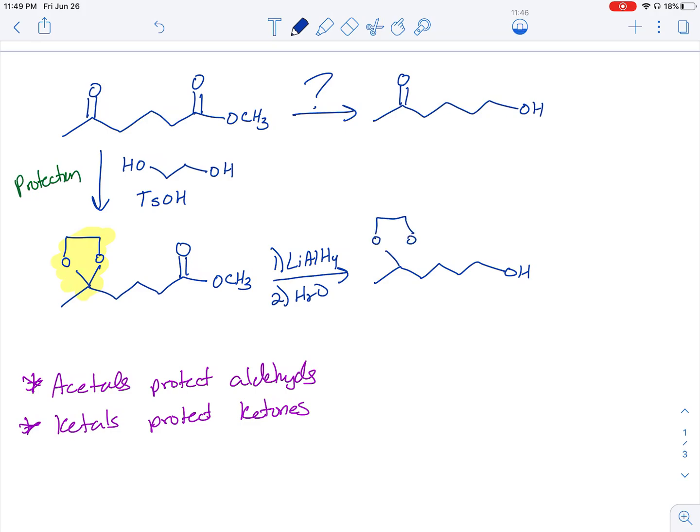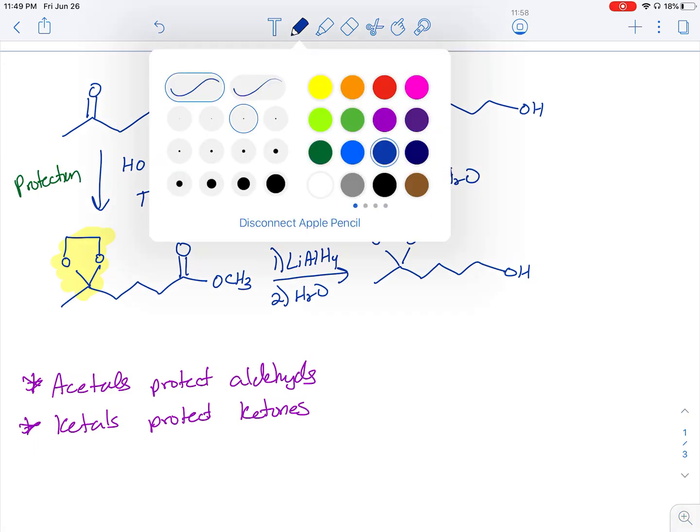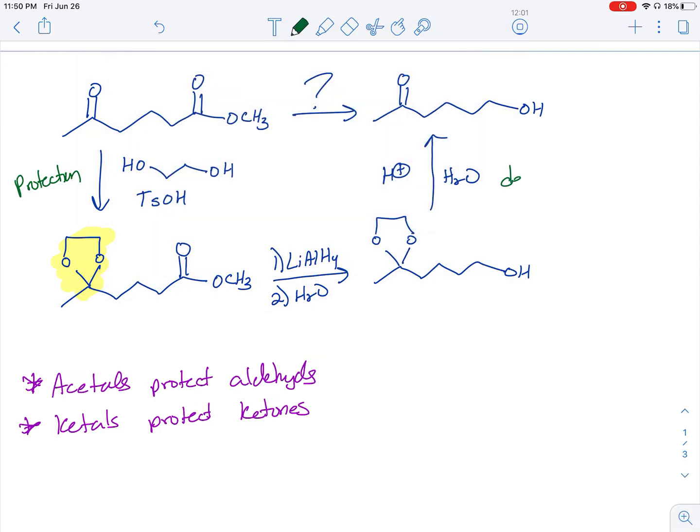And then all we simply have to do is deprotect, and we know how to do that. We just simply add water and acid, right? And we would be able to take off our protecting group, right? So this would be a deprotection step, right? So that's one way around the synthesis, and you should be familiar with that, right? If you're trying to react one side without reacting the other, and happens to be a ketone or an aldehyde, well, ketals and acetals are great protecting groups for that reason.